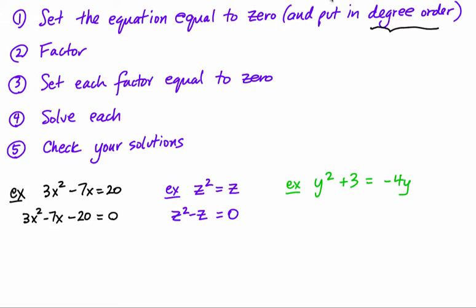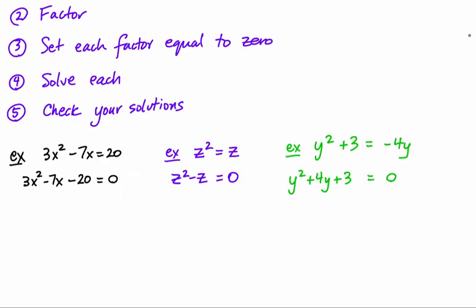And then let's take a look at this last one. I've got this 4y on this side, so I have to add 4y to make this side equal to 0. And that 4y I'm going to put in after the y squareds so that this is in degree order. Perfect. Now I can move on to step number 2, which is to factor.